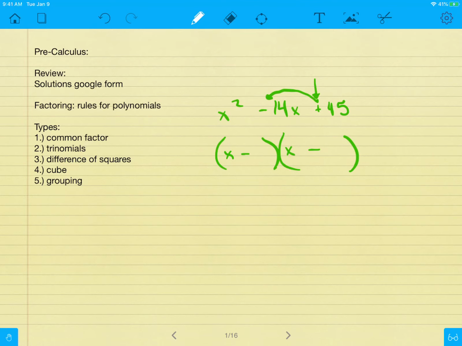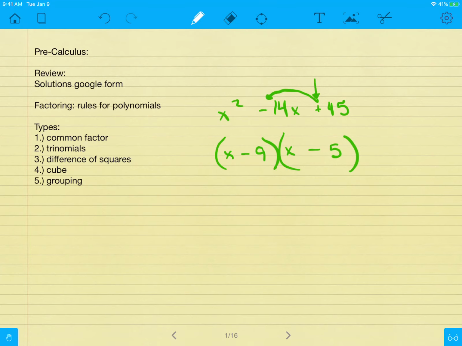And then I have to break up the 45 into 2 numbers that multiply to give me 45, but will add to give me 14. I'm going to go 9 and 5. Those multiply to give me 45, and they add to give me 14 in the middle. Or technically subtract, I guess, 2 negative signs. But there you go. All right, so those are all the trinomials. I had 3 of those.